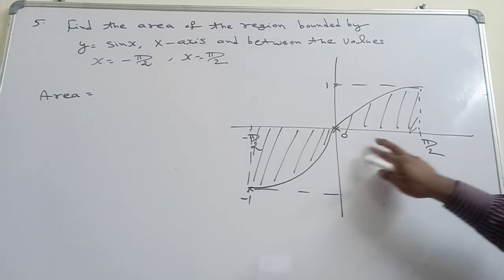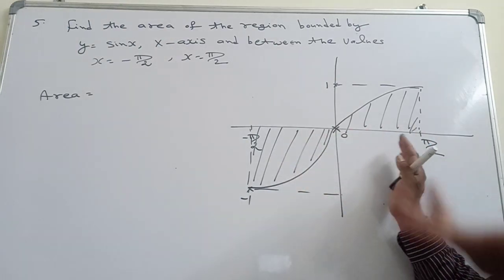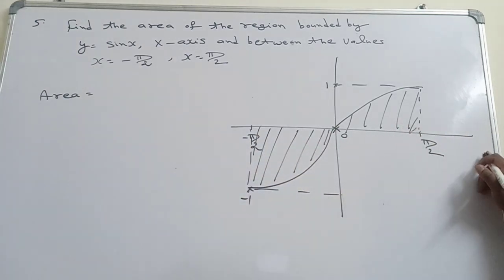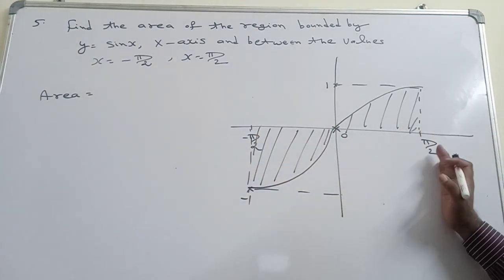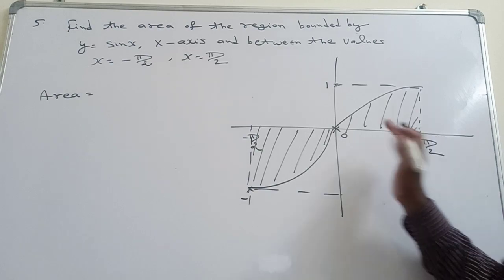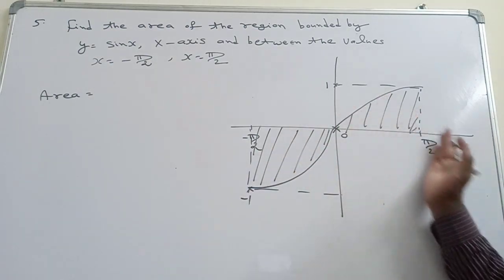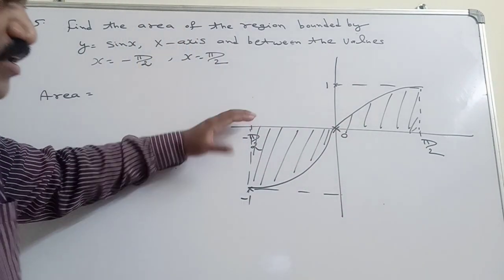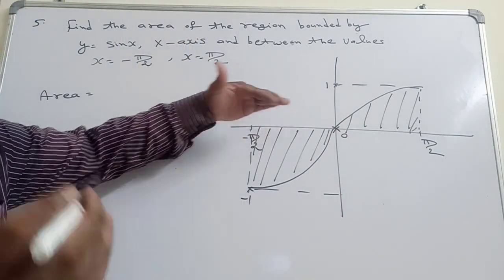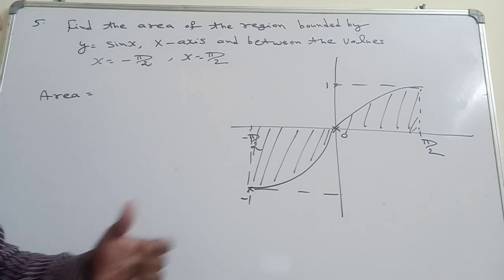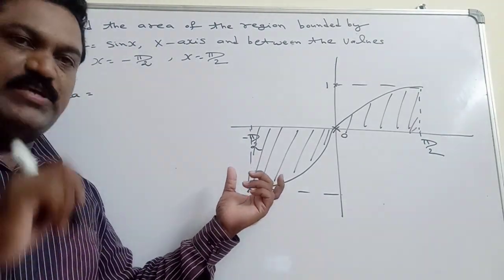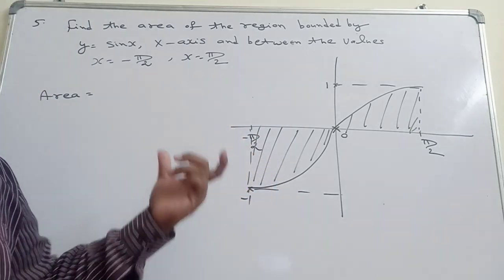But sometimes, if they have given unequal limits, suppose between minus pi by 2 to 0 and 0 to pi, or 0 to pi by 3, in certain cases we have to find this area separately and this area separately. So here, observe this is the area which is available below the x-axis. If you calculate the area below the x-axis, we get a negative. That's why to make it positive, we have to consider this within the modulus.